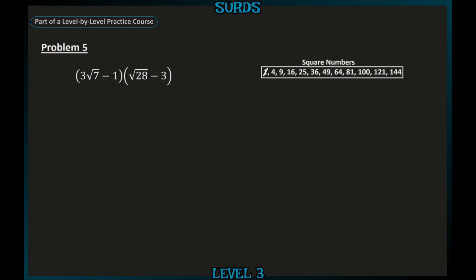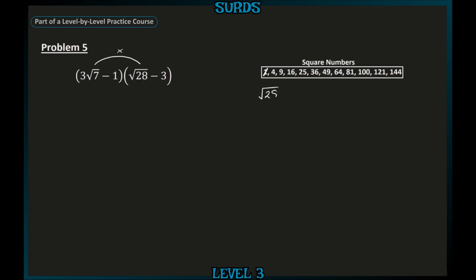Back to the question, to expand these brackets, what we'd like to do is multiply together the first two terms. Now we can multiply them together as they are here, but 7 times 28 is going to give us quite a big number under that surd. So instead, what I'm going to do is try and simplify one of them. Now 7 can't be divided by any of the numbers on our list of square numbers, but 28 can, because 28 is the same as 7 times 4.